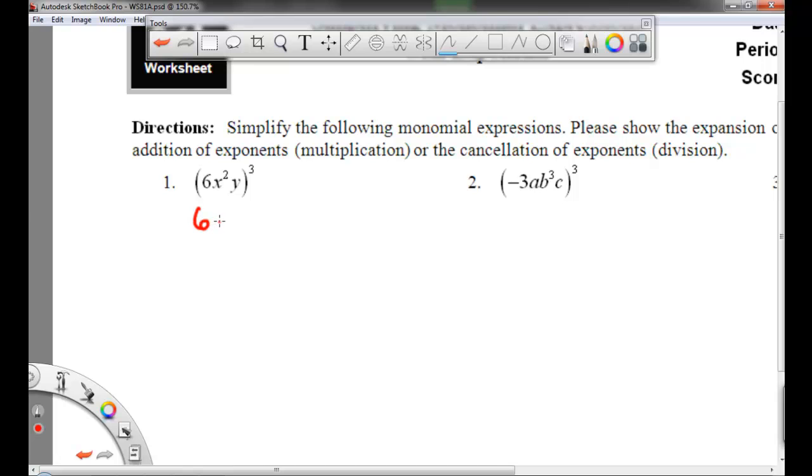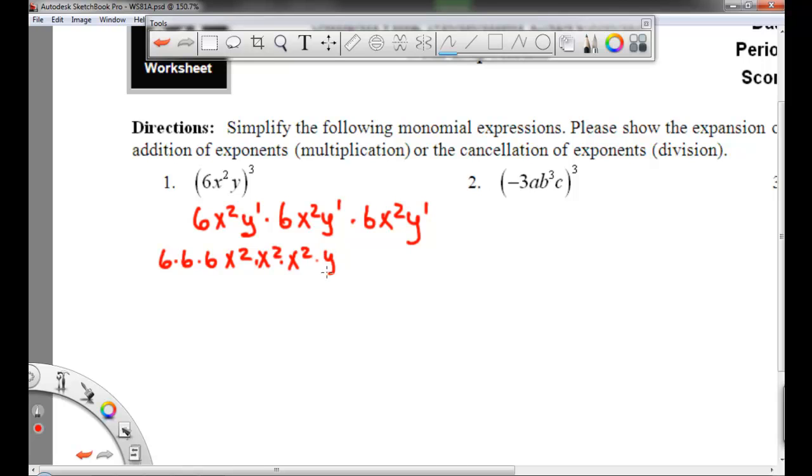So this says I take 6x squared y times 6x squared y times 6x squared y. And remember, there's an exponent of 1 on everything. Now we can see here I've got 6 times 6 times 6, x squared times x squared times x squared, and then last of all, y times y times y, and they all have a 1 exponent.